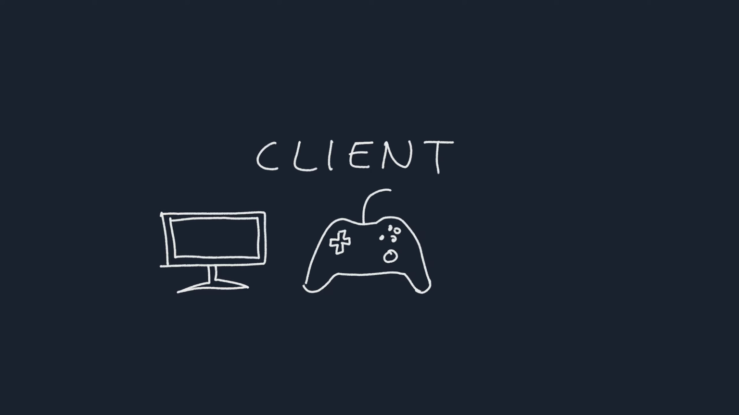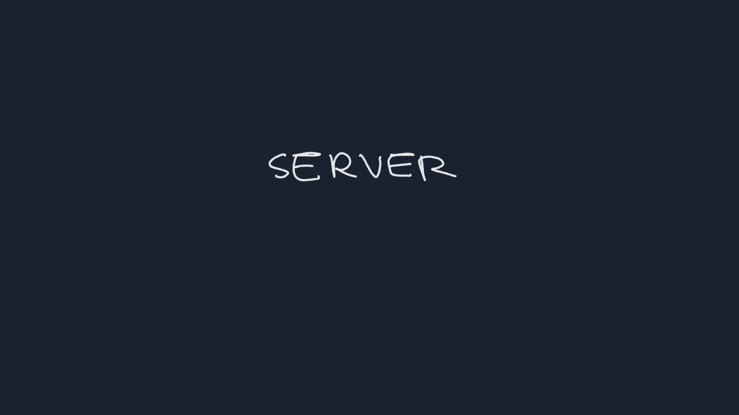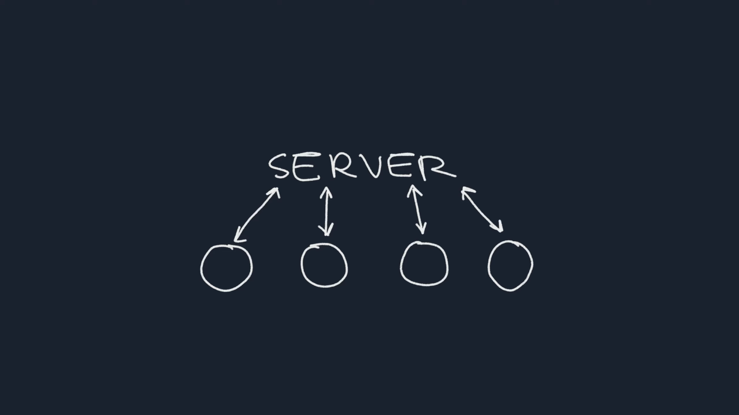When you play a multiplayer game, your computer or your console or whatever device you're using to play the game is called a client. The other term we need to learn is server, and a server is the thing that connects multiple clients together so that they can play together, and it's responsible for making sure that data and information gets sent between the clients.